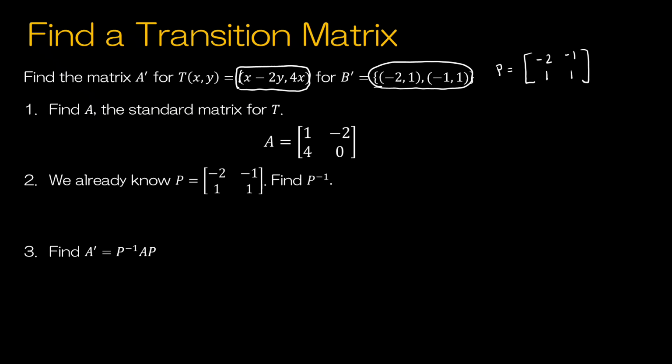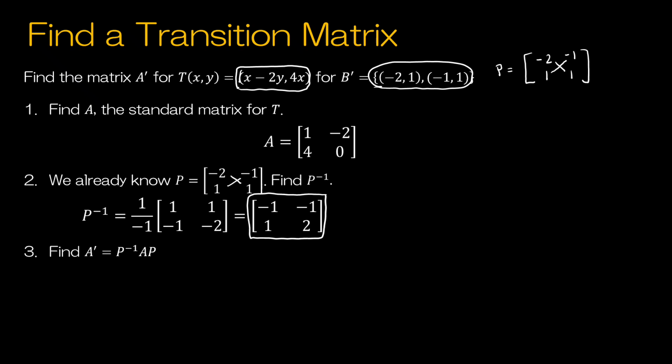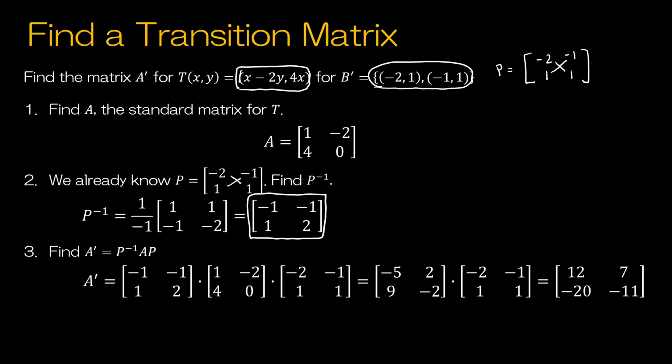Now we're going to find P inverse. So P inverse is negative 2 times 1, or negative 2, minus negative 1, so plus 1, that gives me negative 1 for my determinant. So it's 1 divided by negative 1. Remember, we're going to switch the location of the first diagonal and the signs of the second diagonal, and that gives me P inverse. Now I'm simply going to multiply P inverse A P in that order, and I end up with 12, 7, negative 20, negative 11.